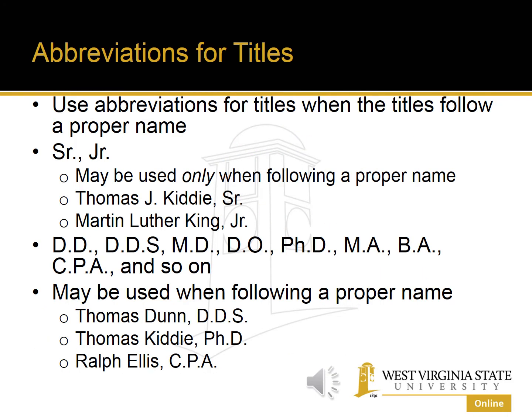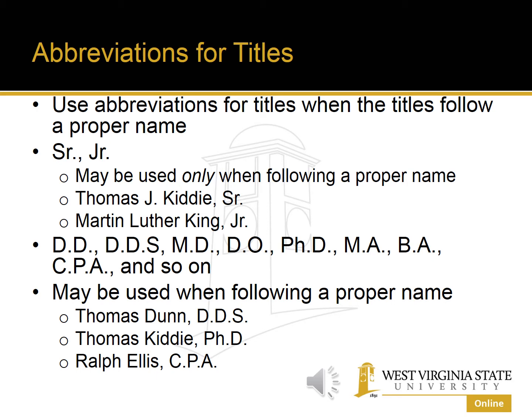A second rule for using abbreviations for titles is when the titles follow a proper name. For example, we have the titles junior and senior. These may only be used when following a proper name, such as, for example, Thomas J. Kitty Sr. or Martin Luther King Jr.